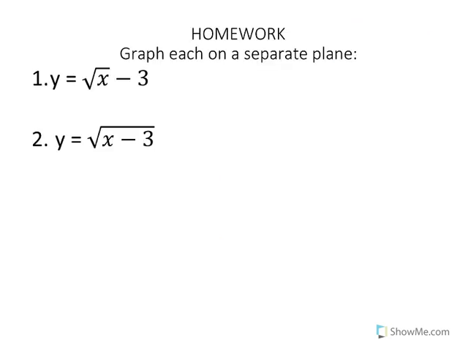All right, guys, so there's your homework. You're going to graph each on a separate plane. So in other words, I want 2 graphs. I want a graph for number 1. I want a separate graph for number 2. So number 1, we would expect perhaps to move us 3 units down as a little hint. And number 2, we would perhaps expect to move us 3 units to the right, as we just saw. So it should be a nice, easy homework assignment.